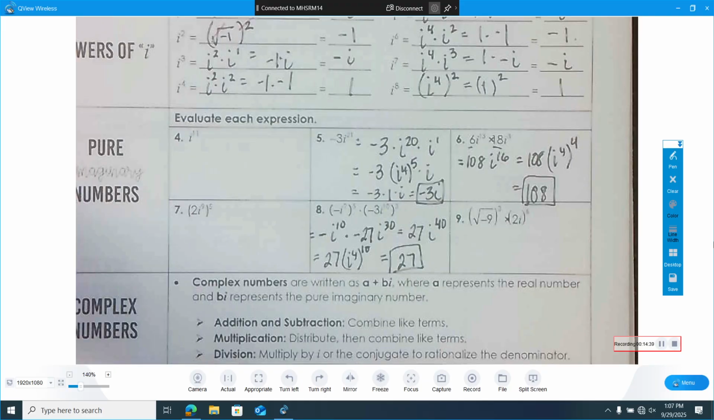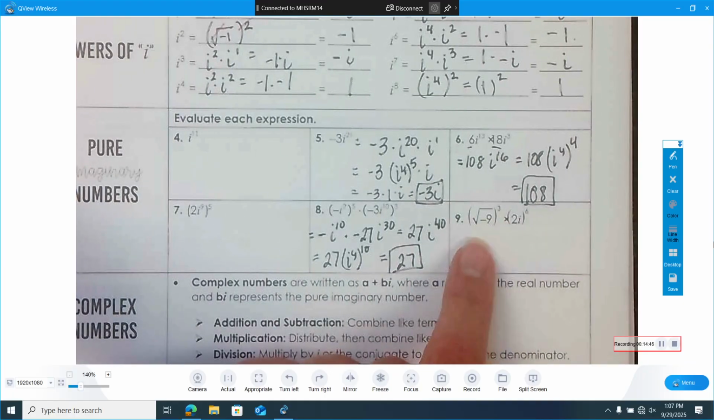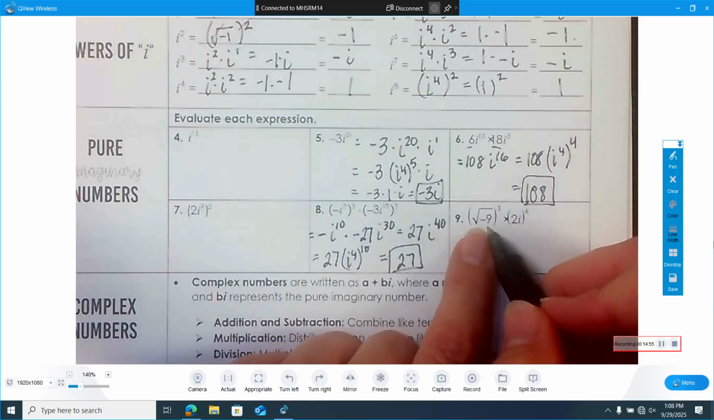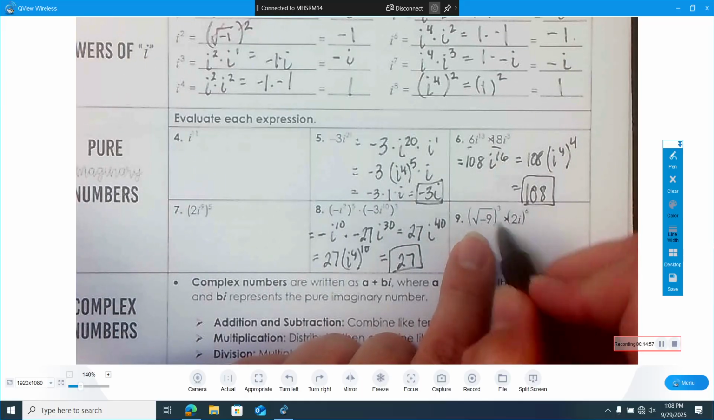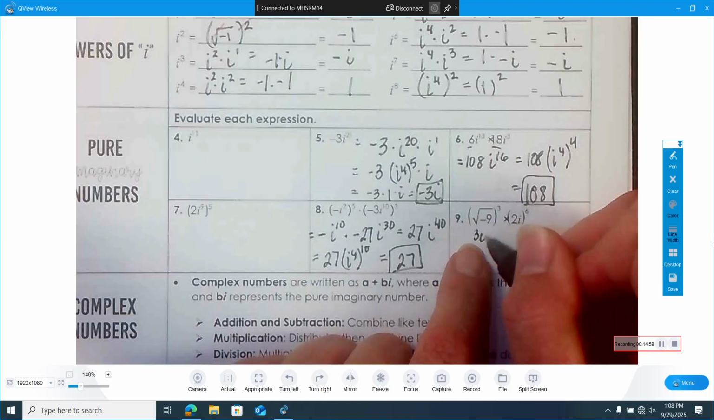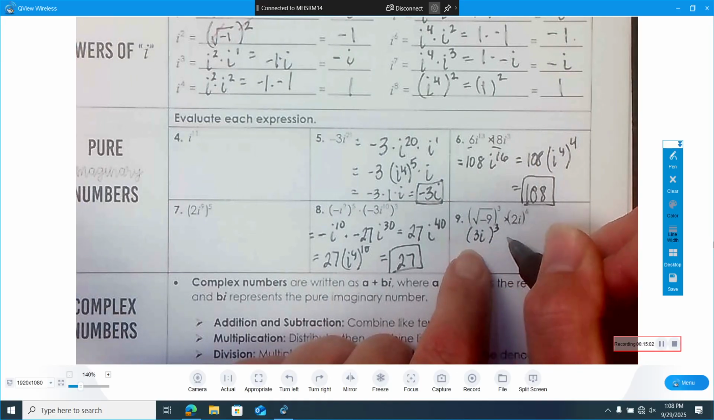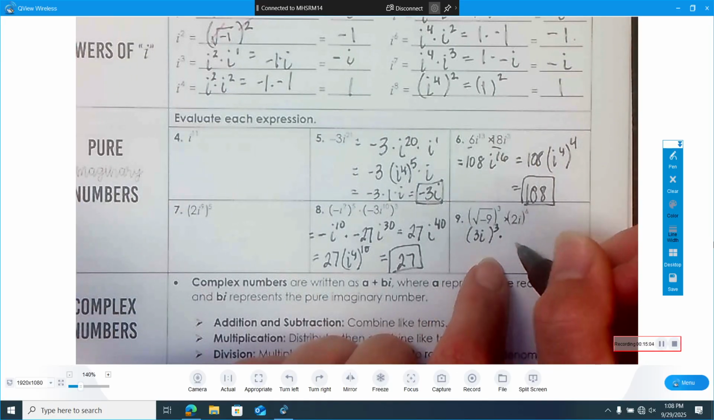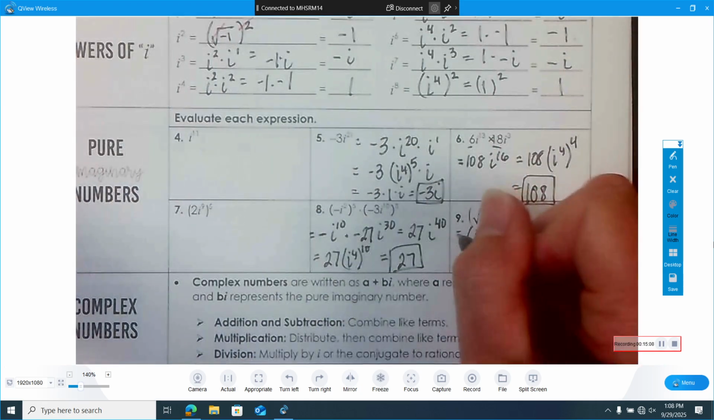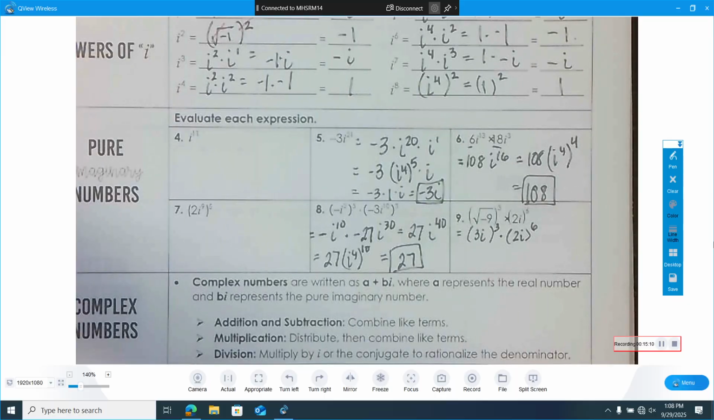On number 9. Are we there? Okay. Number 9. What do you suppose we need to do with this radical and the negative underneath? We have to simplify that first. What escapes from this radical? A 3i, and then that's being cubed, and then that's going to be times 2i to the 6th power. So we have to simplify those radicals first, absolutely.